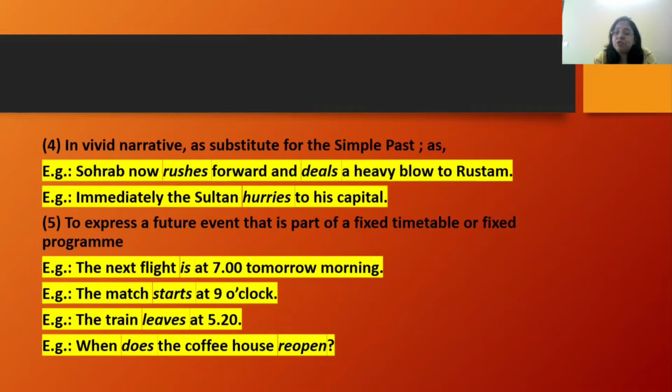The second sentence you can see: The match starts at 9 o'clock. Similarly: The train leaves at 5:20. Last sentence: When does the coffee house reopen? If you look closely at all these 4 sentences, the verb is actually in the simple present tense or present indefinite, but they all are expressing future events.